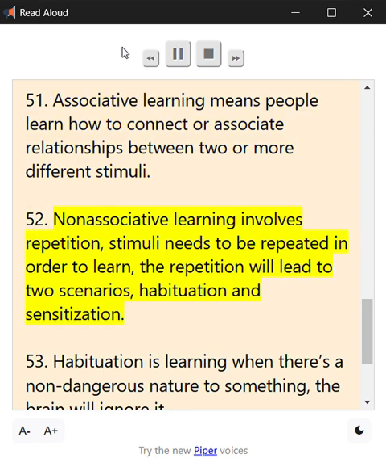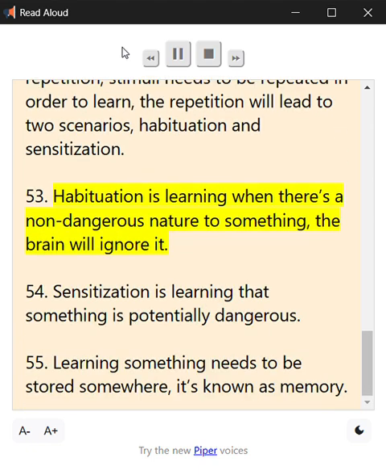52. Non-associative learning involves repetition. Stimuli needs to be repeated in order to learn. The repetition will lead to 2 scenarios, habituation and sensitization. 53. Habituation is learning when there's a non-dangerous nature to something, the brain will ignore it. 54. Sensitization is learning that something is potentially dangerous.